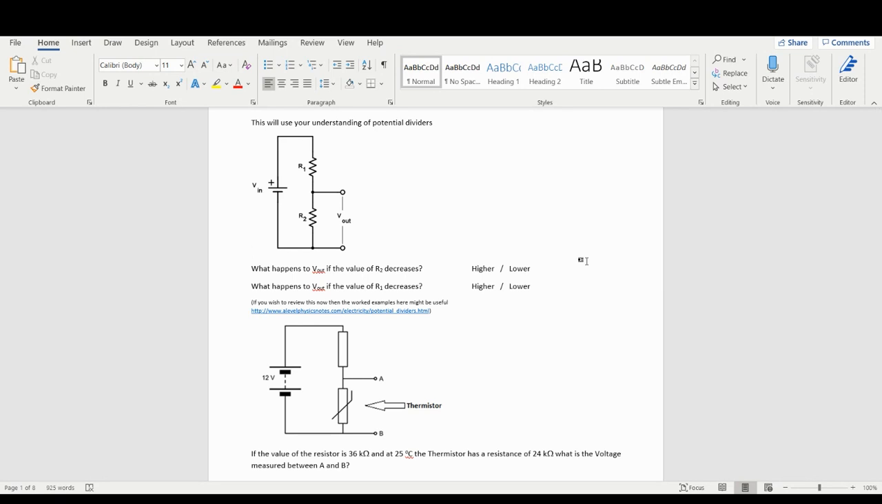Okay, so let's start with potential dividers. This is a potential divider because it's an object which splits up the potential. So you've got R1 and R2, and that splits up the potential. What we're asking here is what happens to V out. So if I stuck a voltmeter here, what would happen in certain situations? This is saying if R2 goes down, so if R2 decreases, V equals IR. If R goes down, its potential goes down. So the potential will go down.